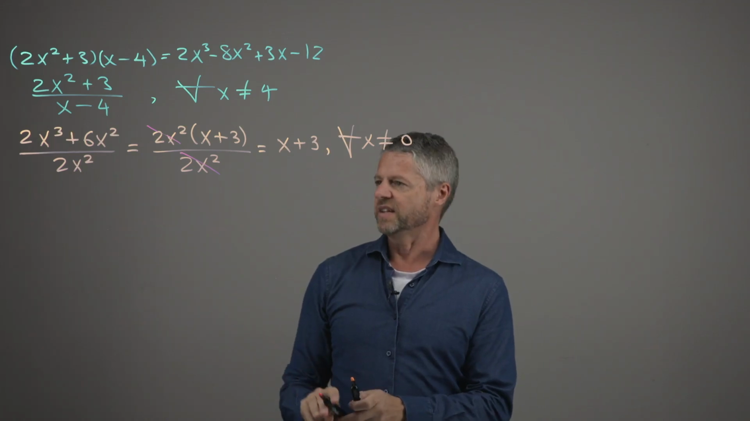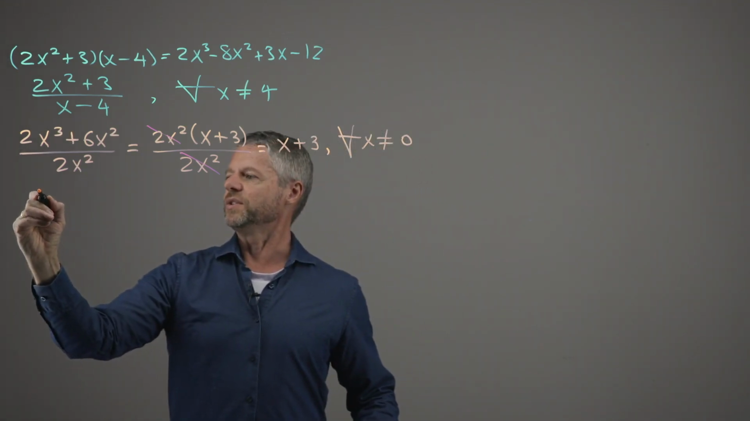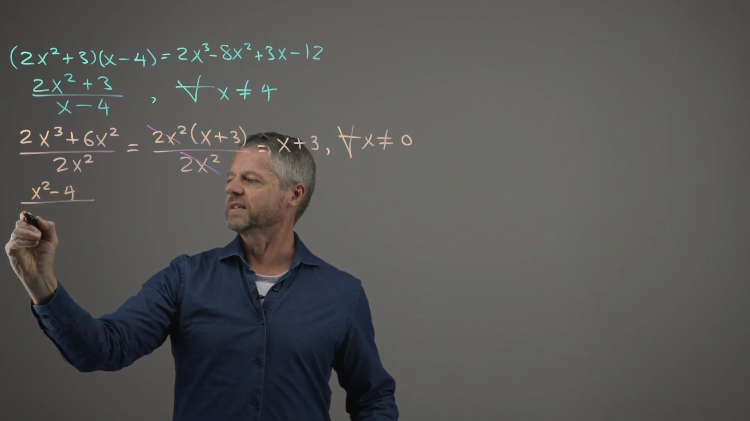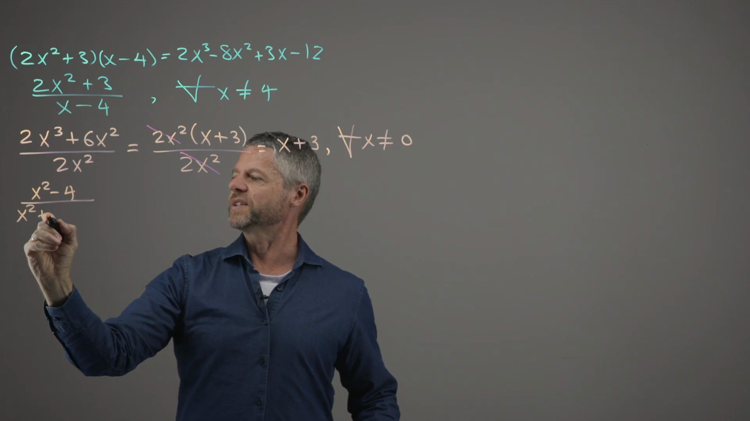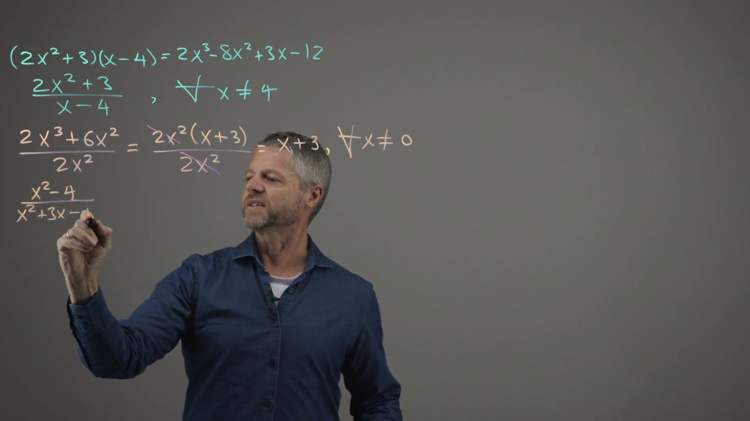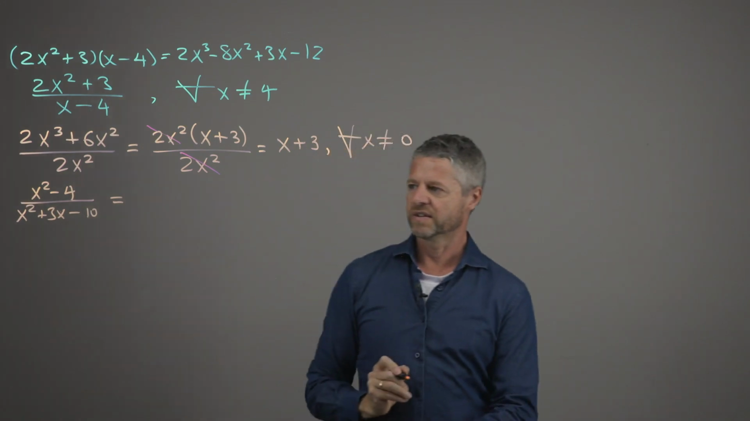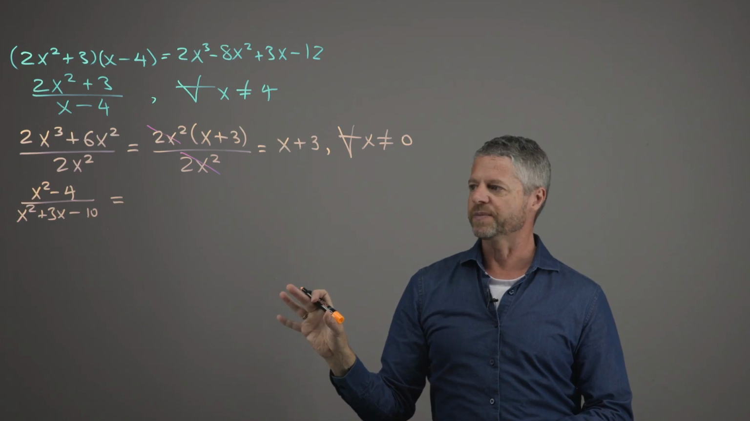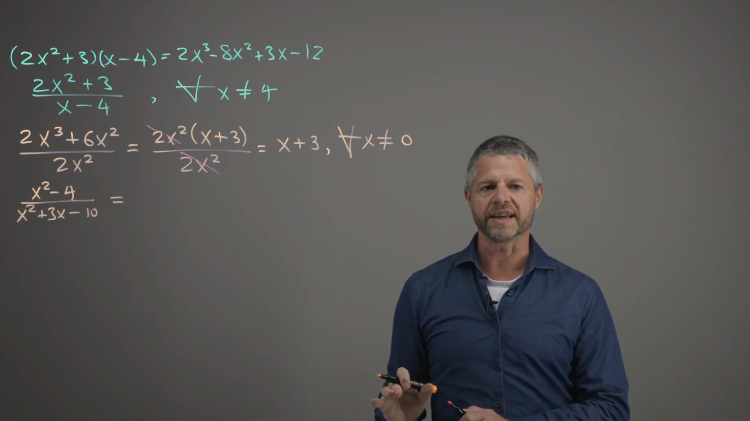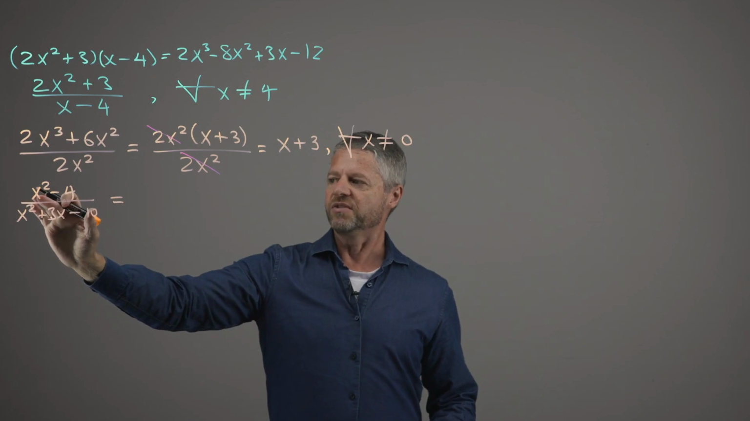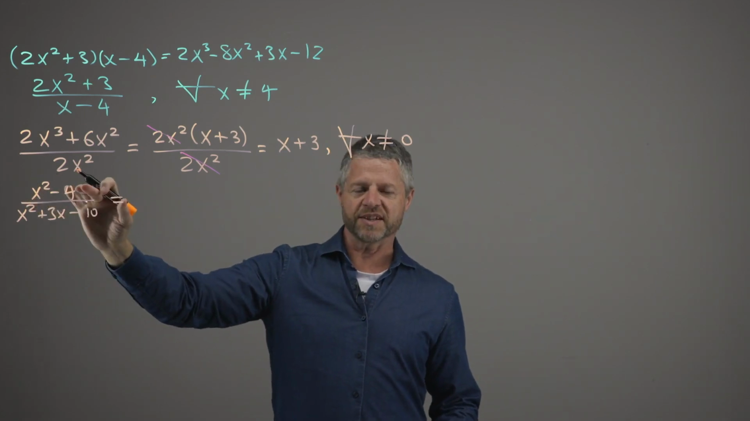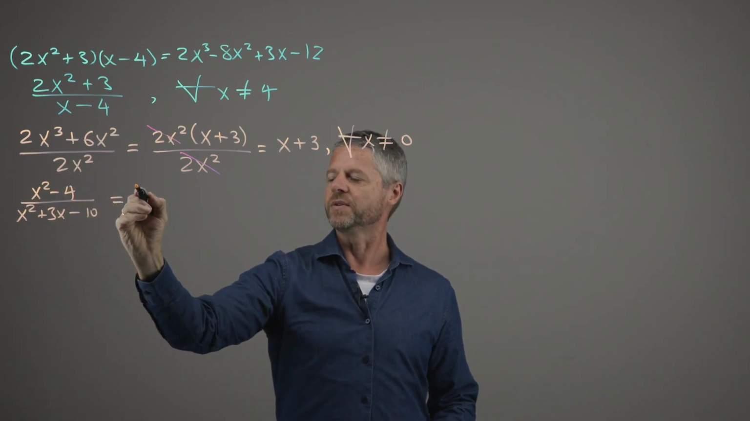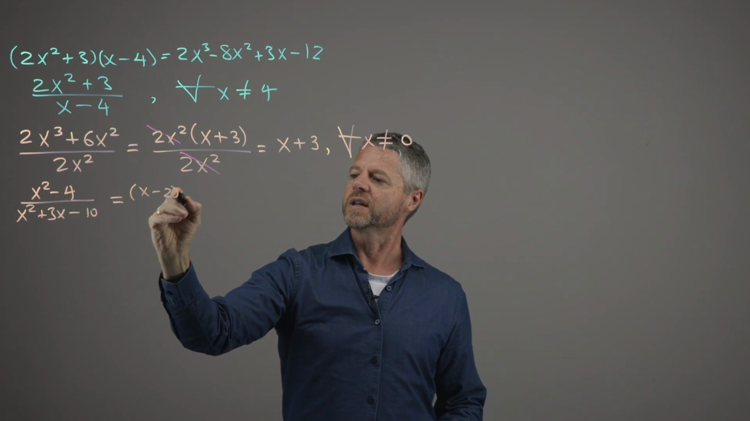Let's do another example. Let's do x squared minus 4 over x squared plus 3x minus 10. So what I'm going to do is see if I can factor the numerator and the denominator and see if we can get any cancelling going on. We should recognize this as a perfect square minus another perfect square, so we can factor this using the idea of conjugates. So x minus 2, x plus 2.